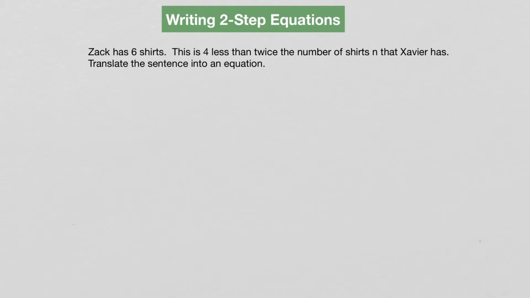Okay, so we know that Zach has 6 shirts, and therefore we're going to write 6 on one side of the equation. Okay, this is the start of the next sentence. So that tells me that is equal to. Okay, now we have an expression here: 4 less than twice the number of shirts N. So it's going to be 4 less than twice the number of shirts N, 2N.